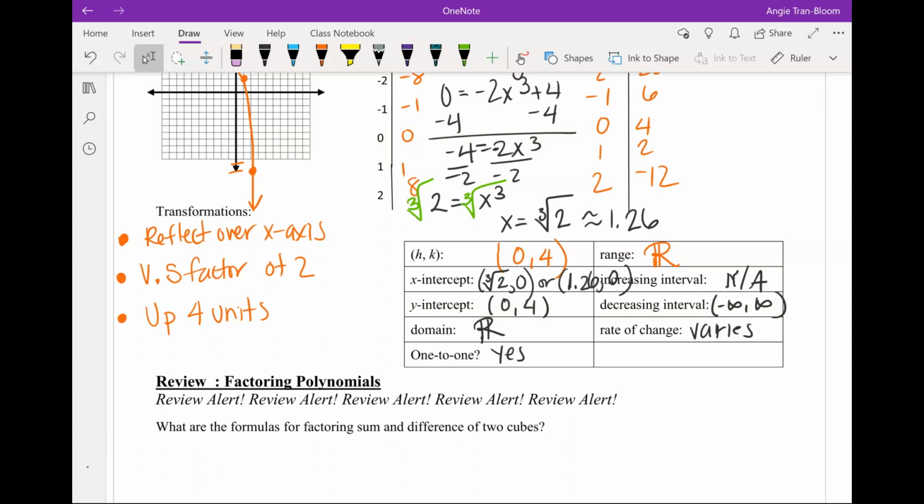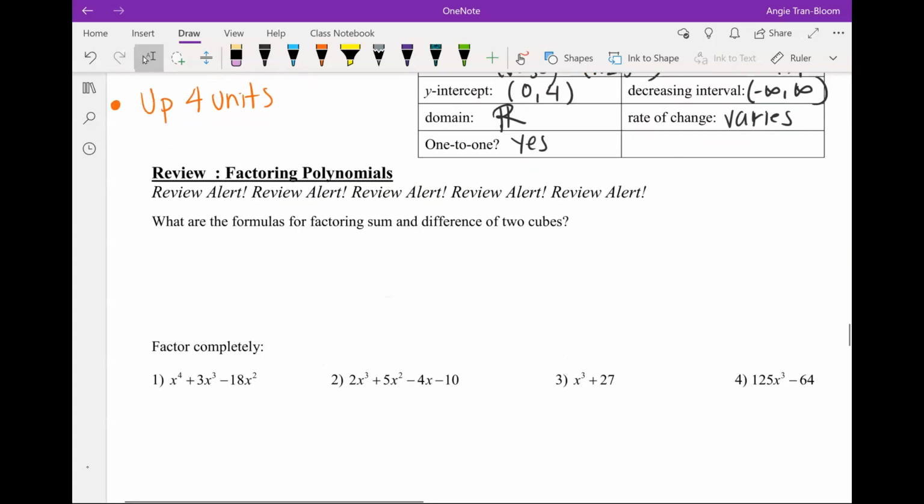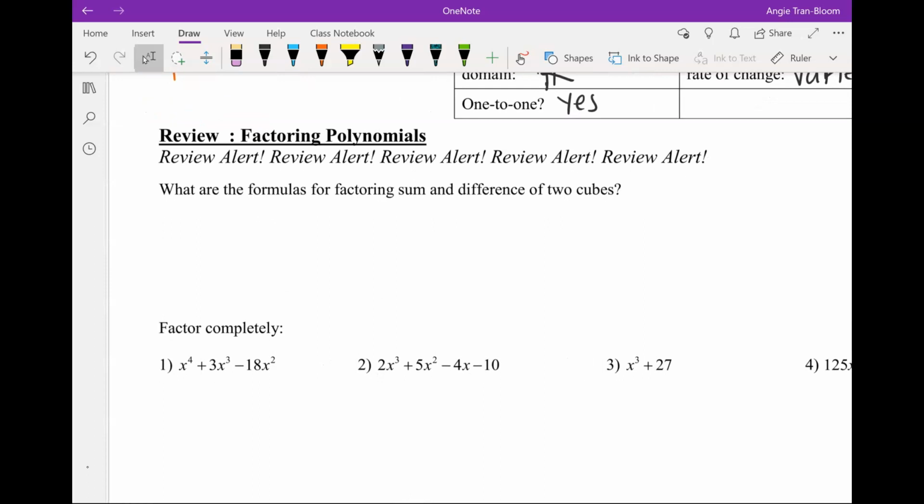Okay. Next, we're going to review. Guess what we're reviewing? Yeah. You guys can't pass the class without factoring. Ready? Okay. What are the formulas for factoring sum and difference of two cubes?